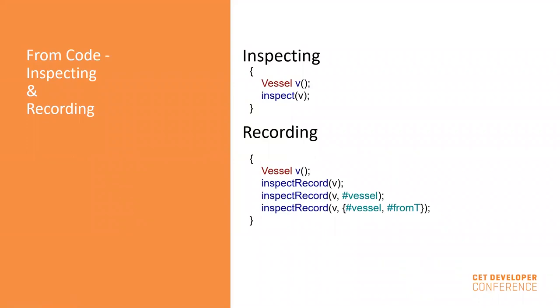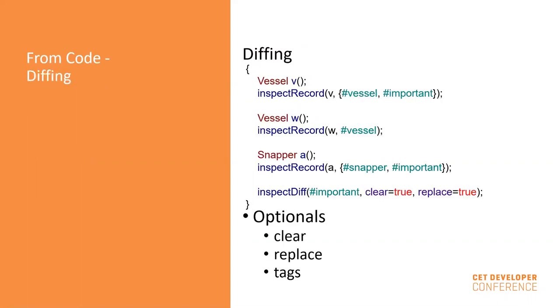So then obviously, since you can record these things and inspect things within code, we have a diffing from code. So this is a more lengthy example here, where we have a vessel v, I record it, a vessel w, I record it, and you can see I have these different tags on it. Both of the vessels have the vessel tag, and I also put important on my first vessel v. I also created a snapper a and inspect record a, and this one's a snapper, so it's getting the snapper tag and important. And then I can diff, and I'm choosing to diff based on the important tag.